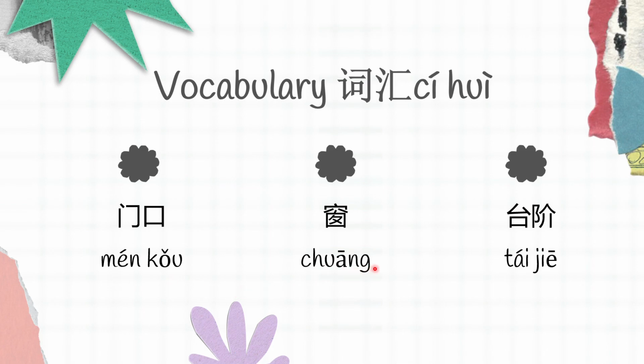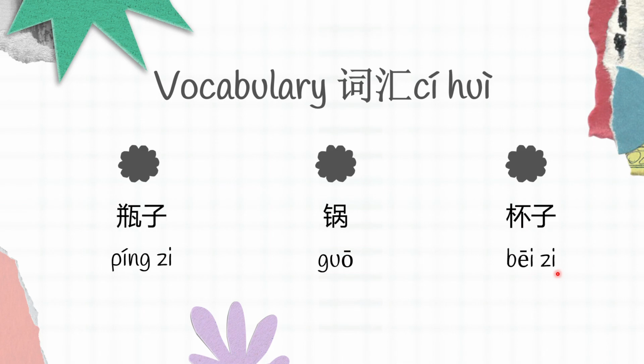窗 is window. 台阶 is stairs. So when we climb up the stairs, we can say we climb 台阶.